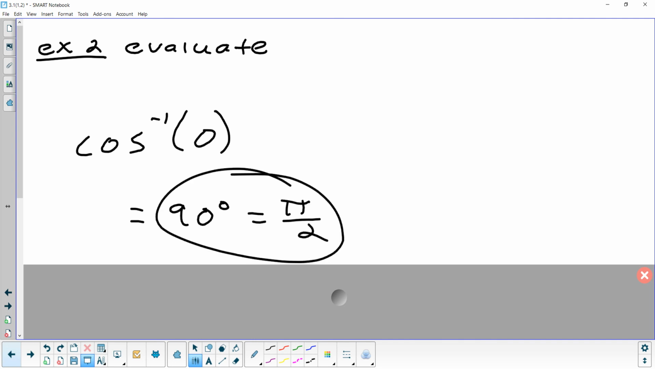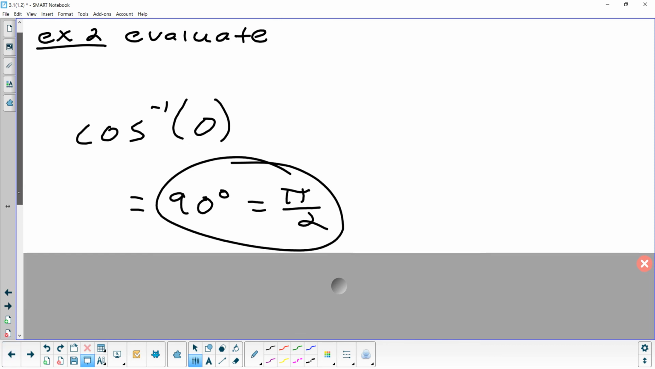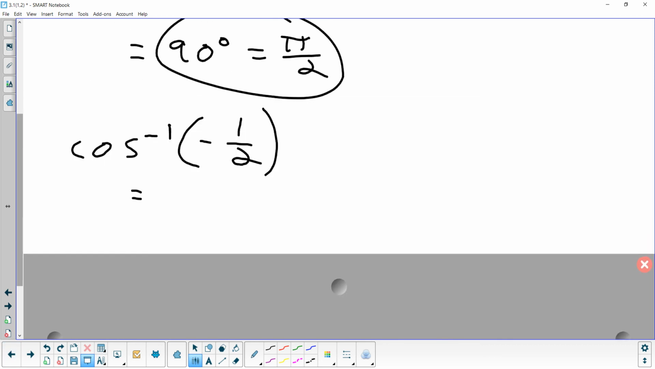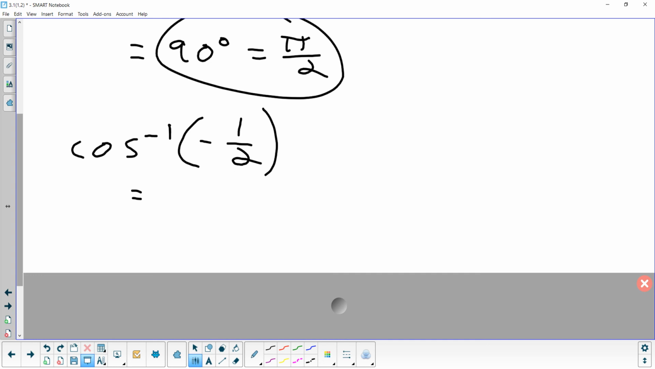On the test, I definitely will be clear about whether or not I'd like the answer in degrees or radians. I think I got 2 more of those. Inverse cosine of negative 1/2. So just again, if you lost the big picture, what does that really mean? It means tell me the angle that I can take the cosine of, and the answer is negative 1/2. That's what I want to know.